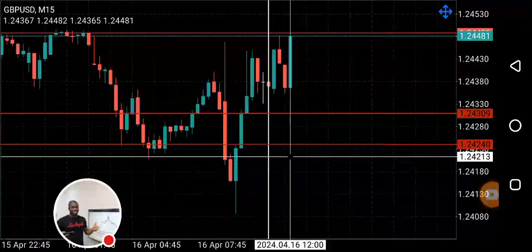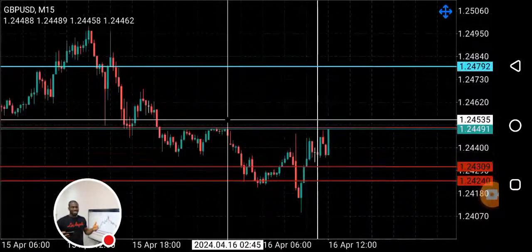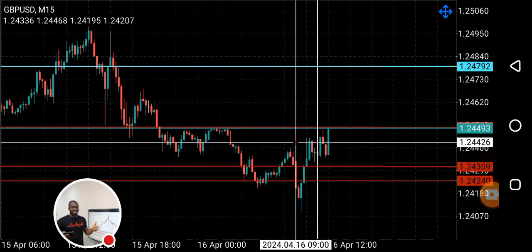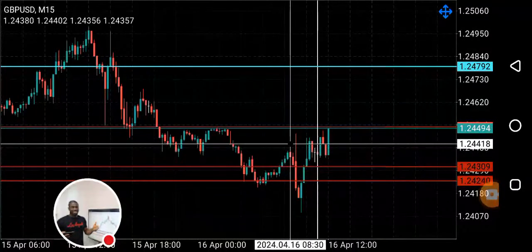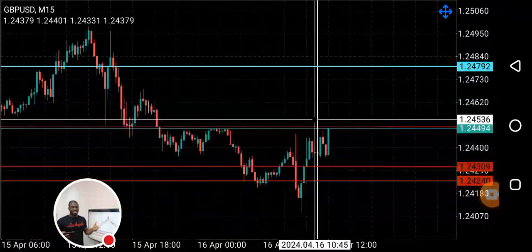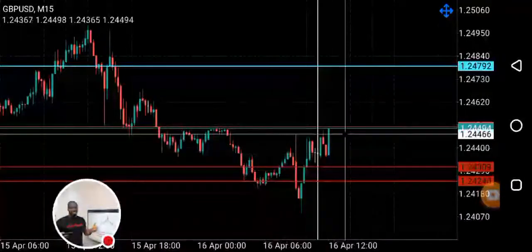With what I have here, I think GU is set for buy. You cannot sell GU with the current pattern we have here. I think there was a shift in market structure at this point, and after a shift in market structure, you should wait for price to pull back to fill the fair value gap that was created, which is this, before you buy.